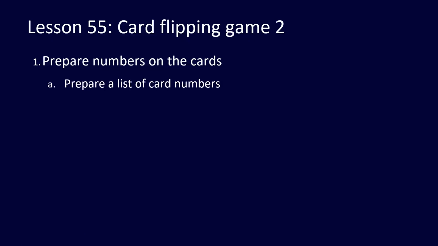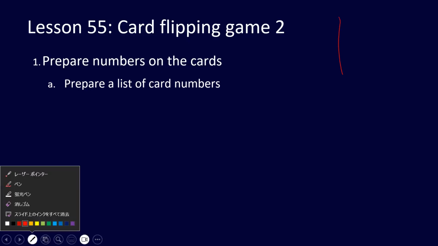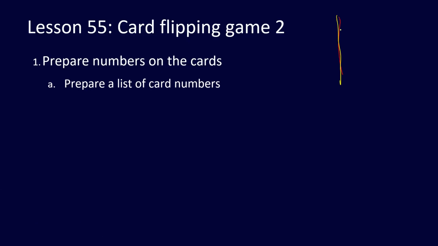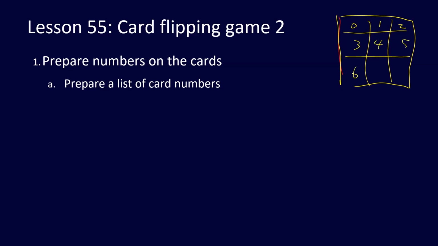Prepare numbers on the cards. So we want to have the card numbers on the front face. So anyway, let's prepare a list of numbers for cards. In this case, as I explained last time, the numbers should be like the one-dimensional number starting from 0, 1, 2, 3, 4, 5, 6, 7, 8. And this will be easier.